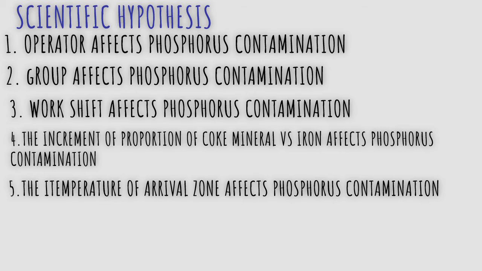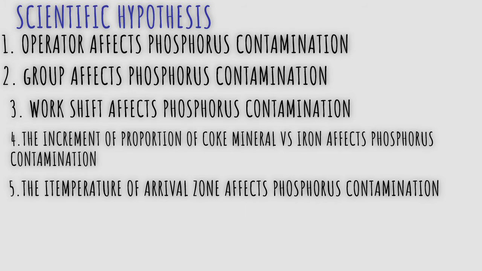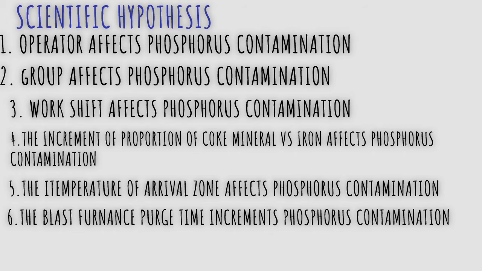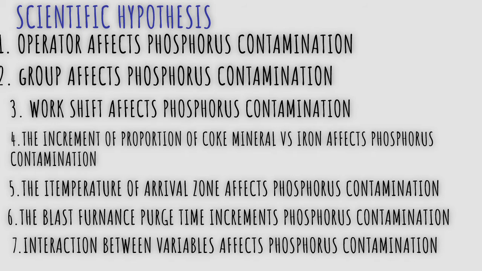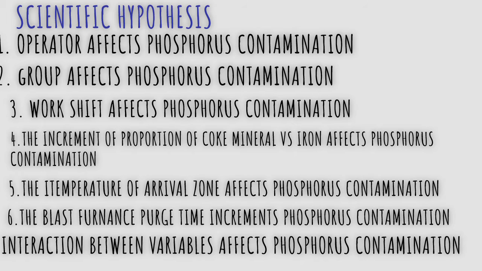The fifth is that the temperature of arrival zone affects phosphorus contamination. The sixth is that the blast furnace purge time increments phosphorus contamination. And the seventh one is that the interaction between variables affects phosphorus contamination.